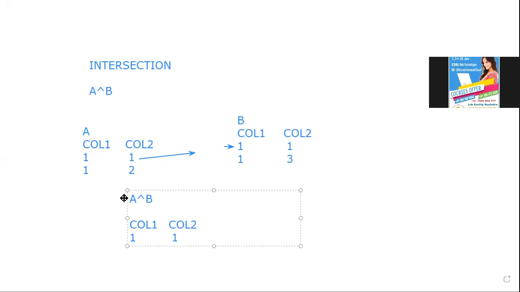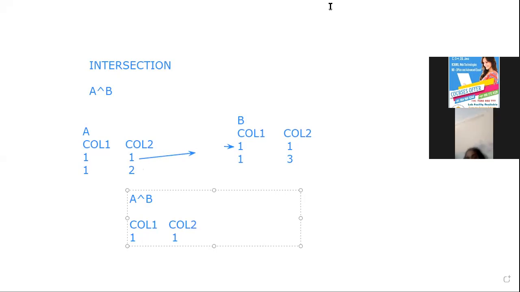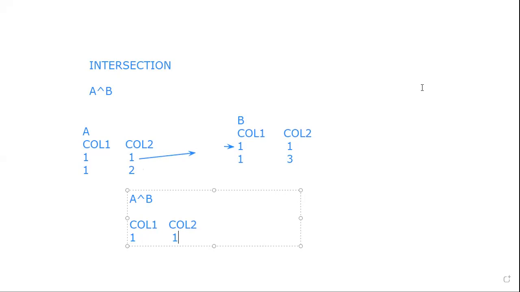Intersection will display the tuples common to both tables. When you compare the tuples of one table with the tuples of another table, if both have the common values, then they will be displayed. That is called the intersection. And next, come to the last one, the Cartesian product.